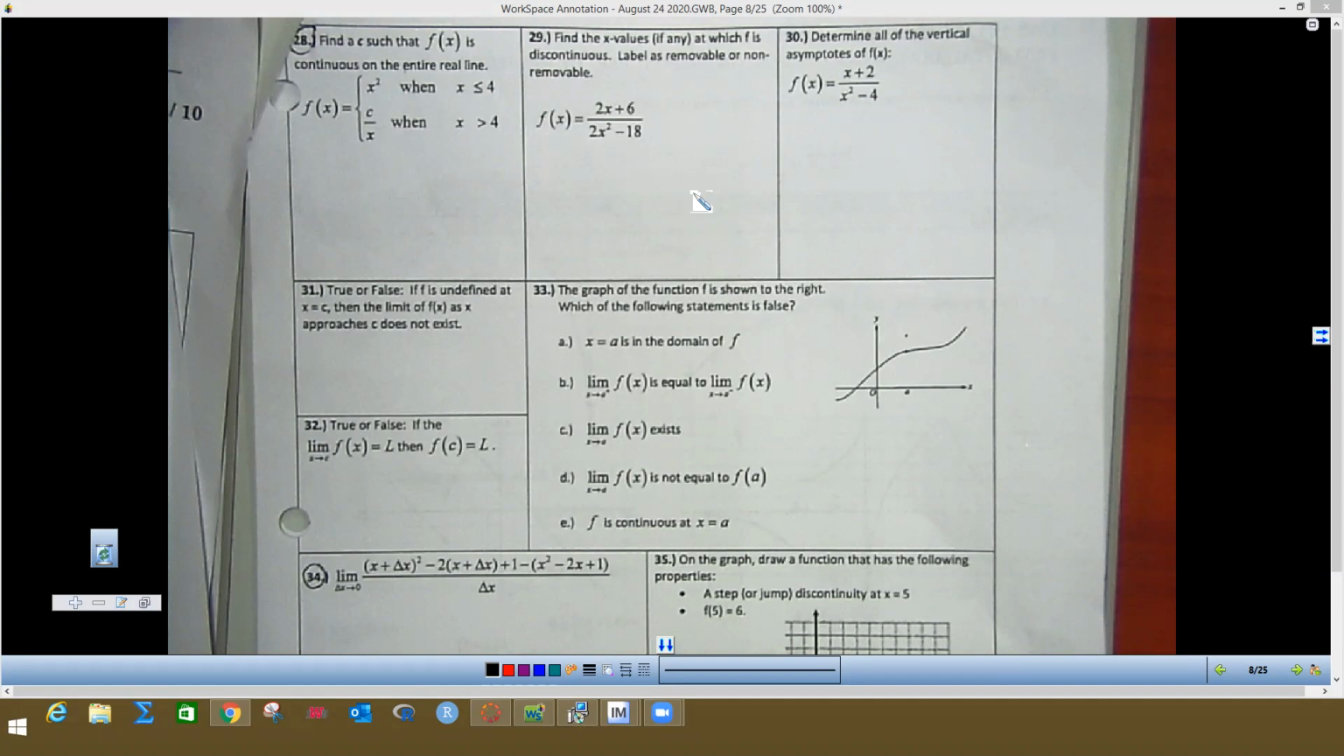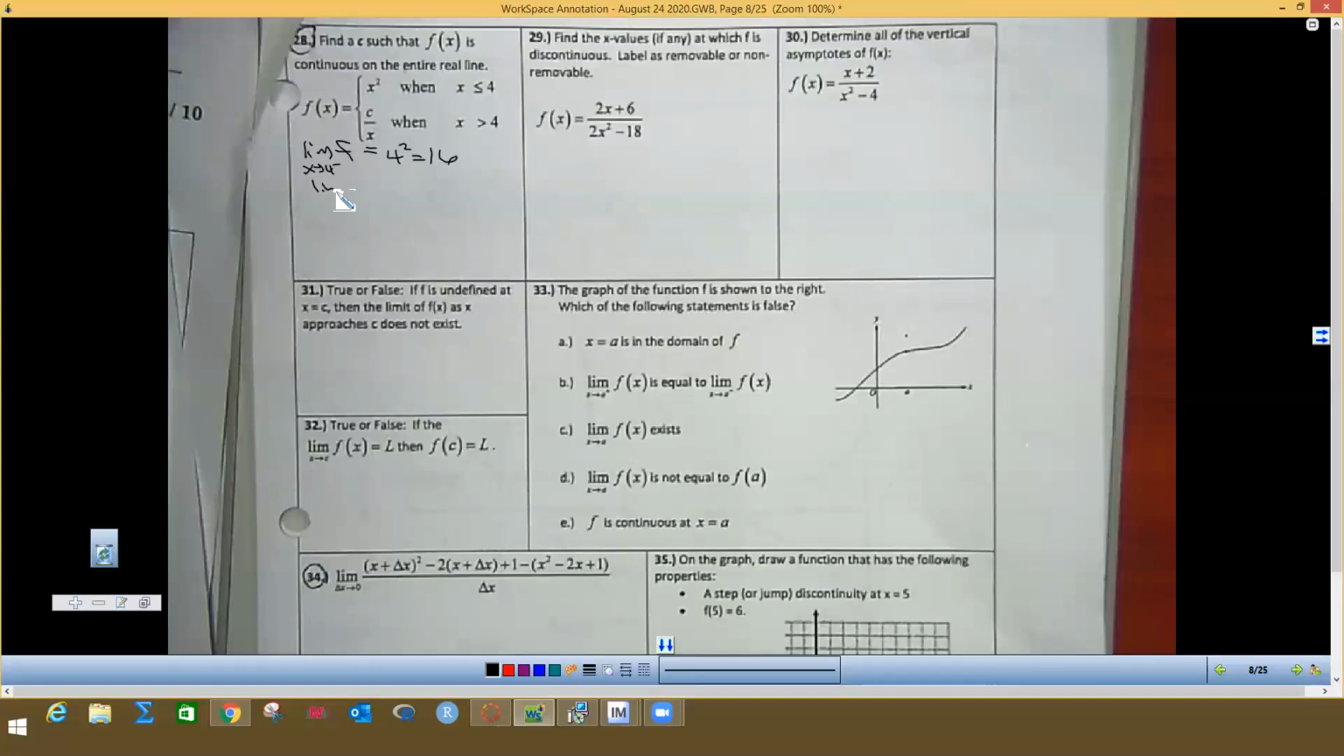Okay, I've been asked to do 28 through 34 off the practice test, and on the very last page of practice test 4 and 5. So we are trying to find a value of c that will make this function right here continuous at 4. So the most important part is to do the limit as x approaches 4 from the left of the function, which is less than or equal to up here, which means you're going to plug 4 in right here, which will be 4 squared, which is 16.